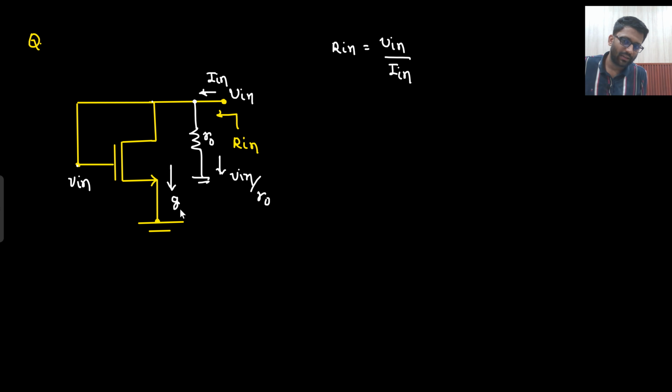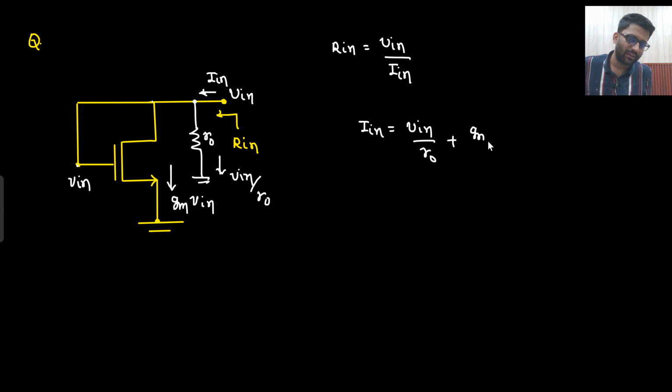That current will be gm into V in, right? Because I am writing down the current in the MOS, gm, I am going from V in to ground. So current will be gm into V in minus 0, so gm V in. So I in is equal to two currents. One is flowing in the R naught, that is V in by R naught, and another current is gm V in. So what will be your R in? This equation I have already seen. So R in will be 1 by gm parallel with R naught.